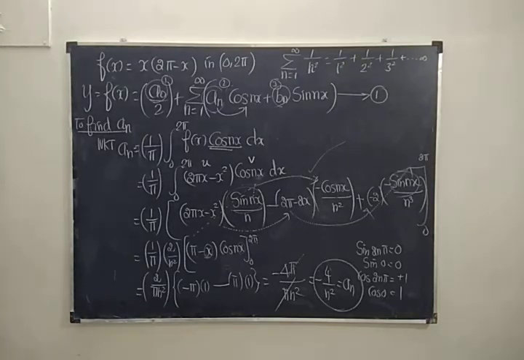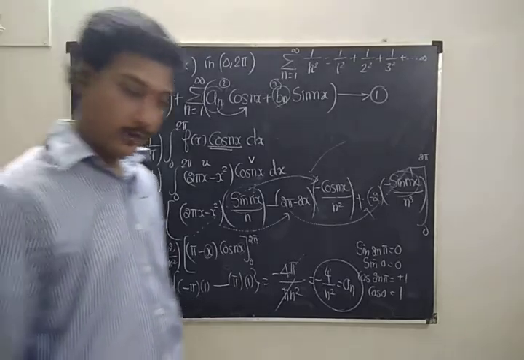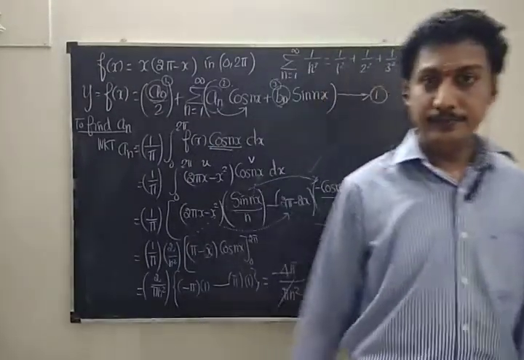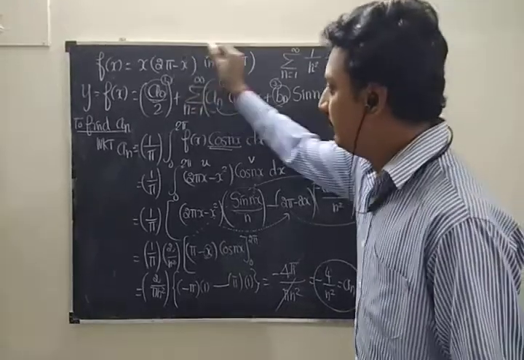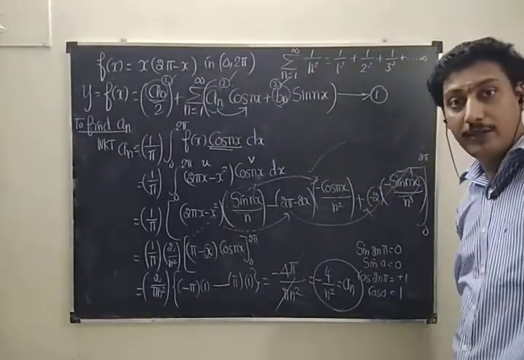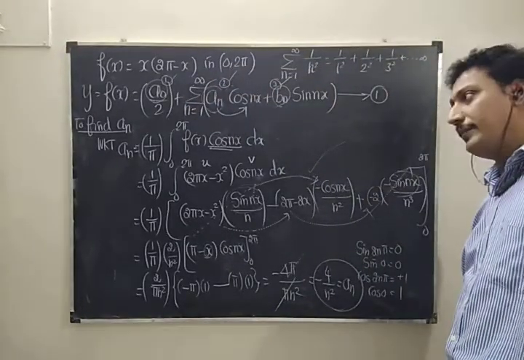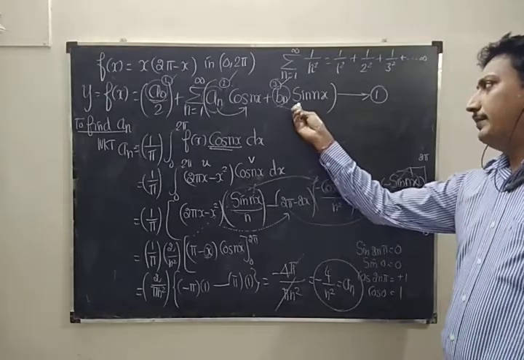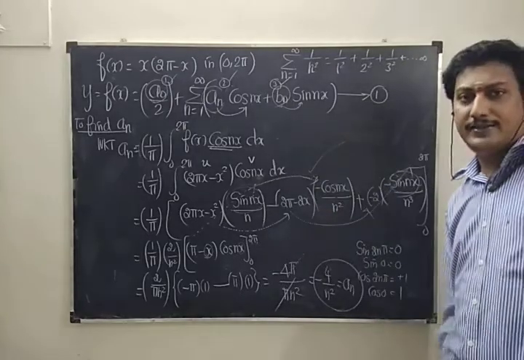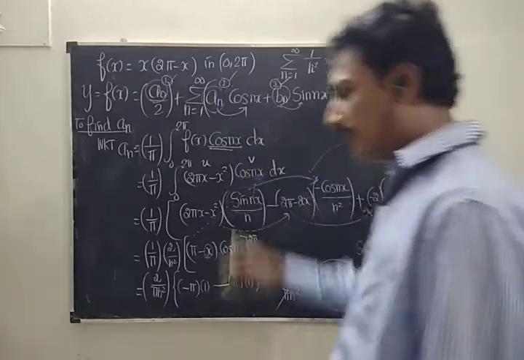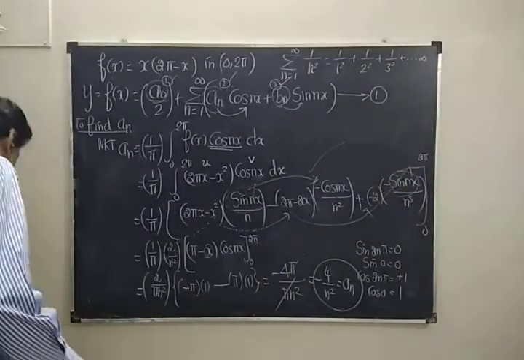Is it clear? Right? So we found A naught, then AN. Now finally, I got the A naught value and the AN value. Now finally we go for the BN value as well. What is the BN? Yeah, BN is nothing but the coefficient of sin nx, isn't it? So this is a slight change in the formula.